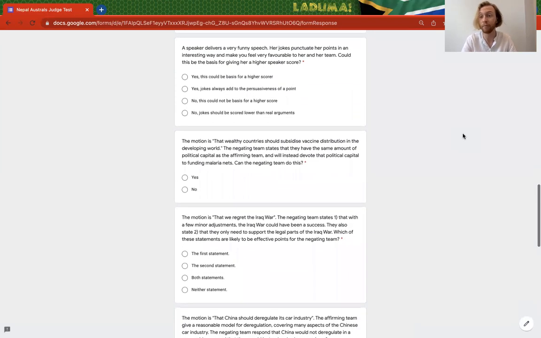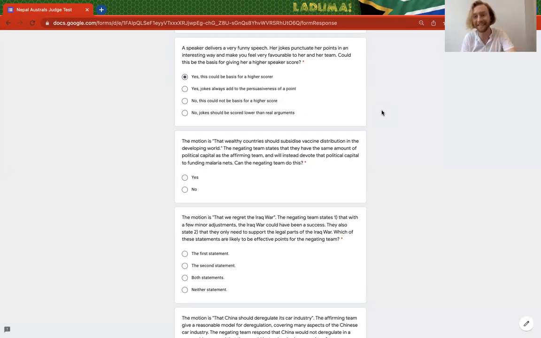Next question assesses style. This is a very important question because style has a dramatic impact on how persuasive your material is. Debating is not just about assessing arguments, it's about assessing communication, how we present those arguments, how we engage with those arguments. It is very clearly true that it could be the basis for a higher score that someone gives a speech that punctuates their points in an interesting way and makes you feel favorable to their team. Those are very legitimate aspects of style.